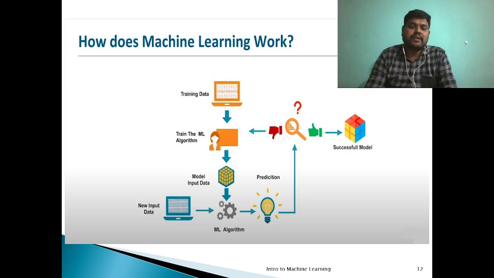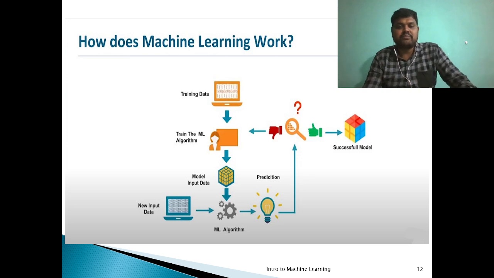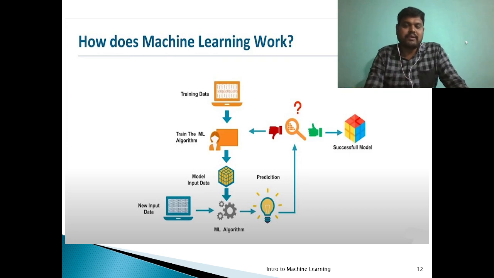So training will be done first with the 70% of data, right? And then 30% of data will be used to test whether the model predicts the output correctly or not, right? So if it predicts the output correctly, then we can go for deployment.